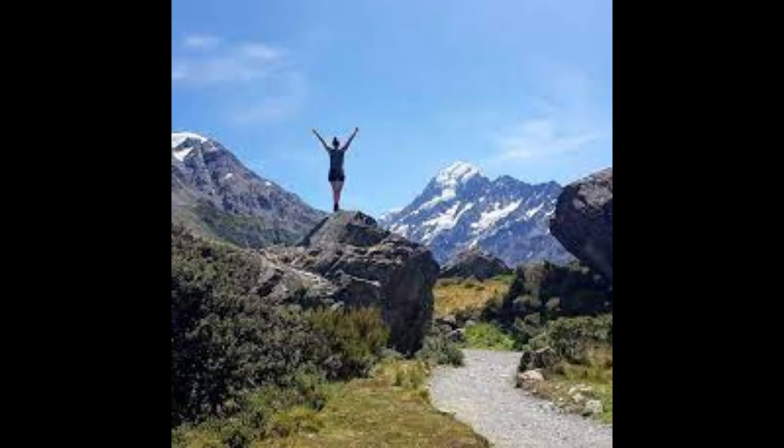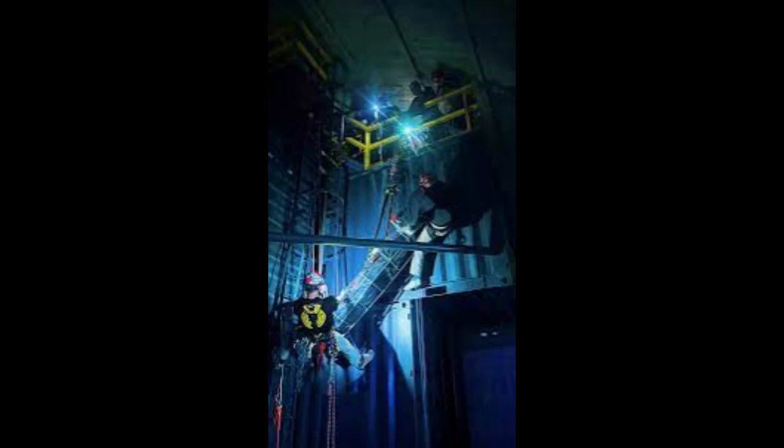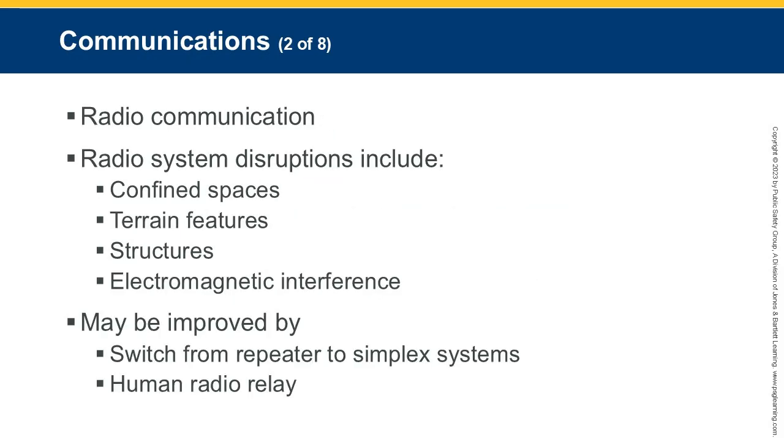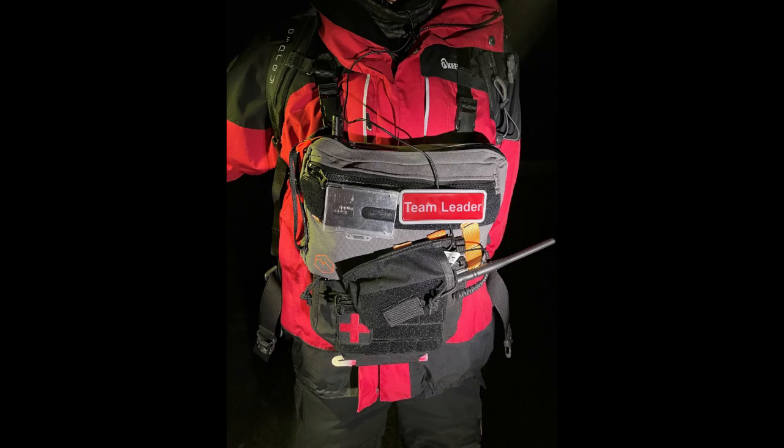Standard voice communication still works for close range, but don't rely on it for long distances. Think of it like trying to talk to your friend across a forest. Sometimes you need a better system. Always consider environmental factors. Distance, wind, traffic, crowd noise, or weather conditions can all interfere. Radios are great, but even the best gear can struggle in the wilderness. Think of trying to shout to a friend on the other side of a hill. You won't always be heard.